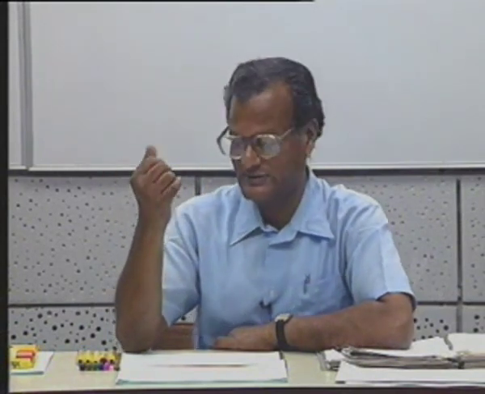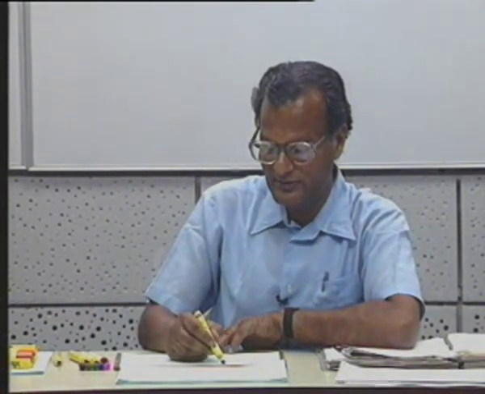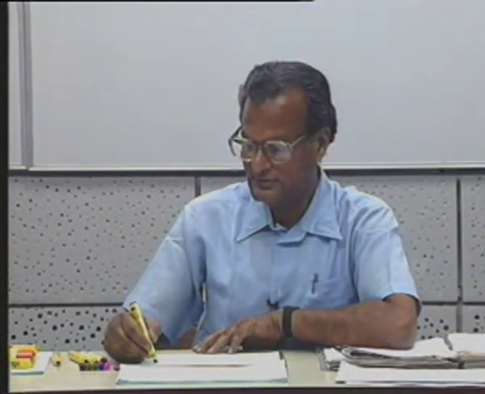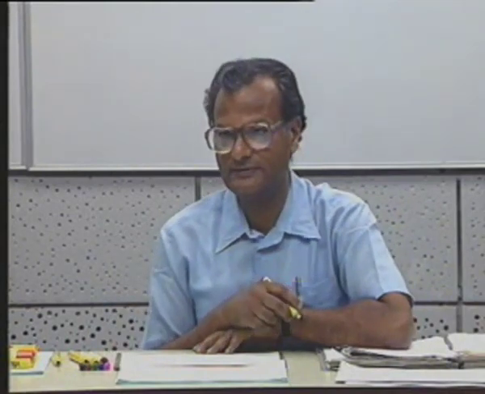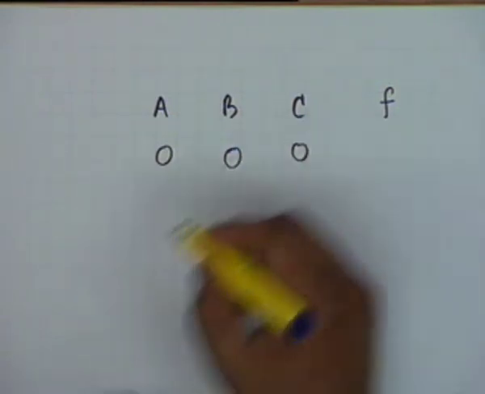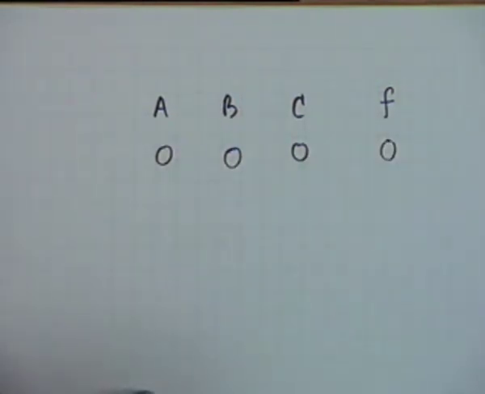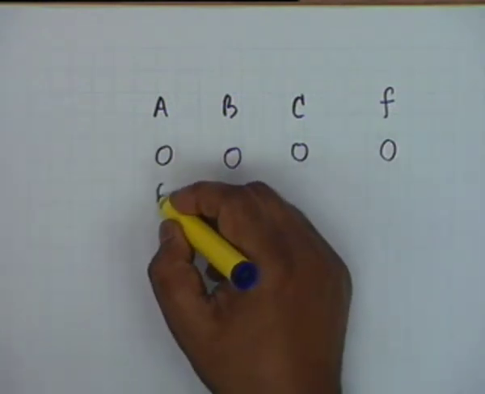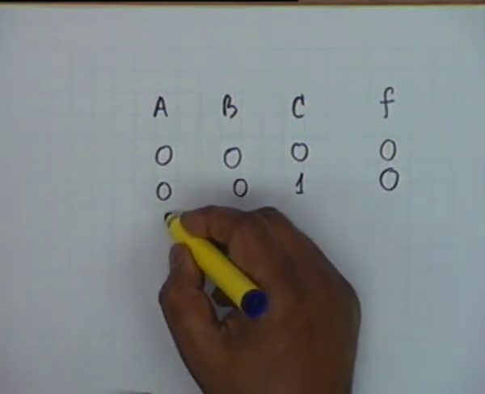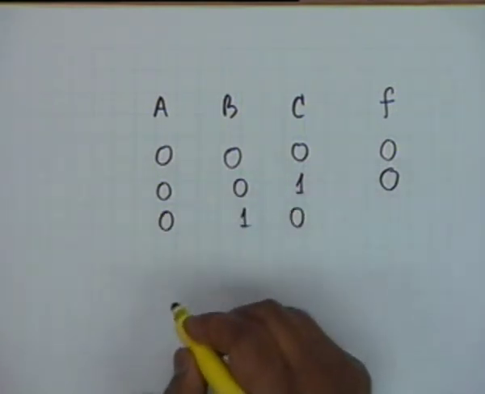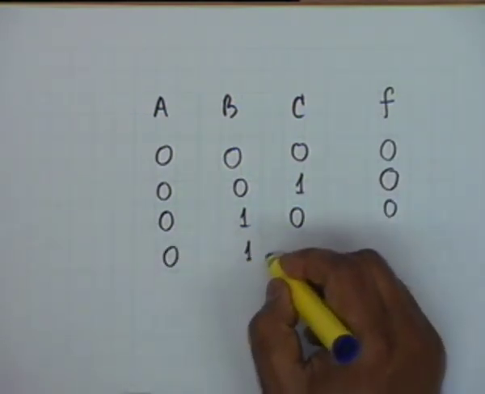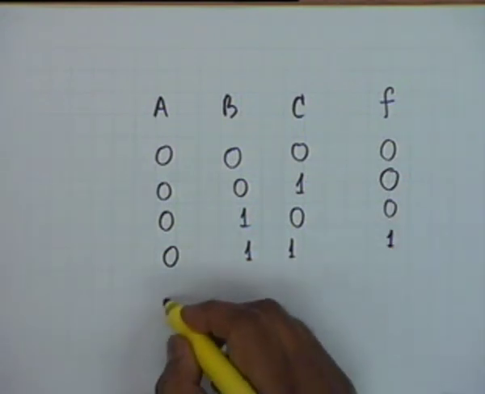Obviously, it's a vote-taking situation. Let these 3 people in the board be A, B, and C, and let the decision be F. Therefore, if A, B, and C are all 0, the decision is 0. If 0, 0, 1, then the decision is 0. If it is 0, 1, 0, you see that I am increasing by 1. It is 0. 0, 1, 1, it is 1.